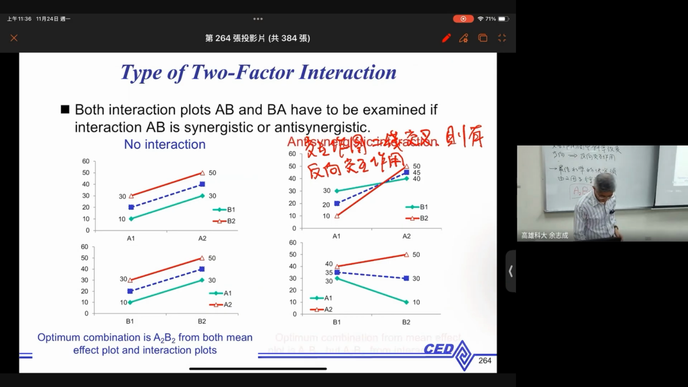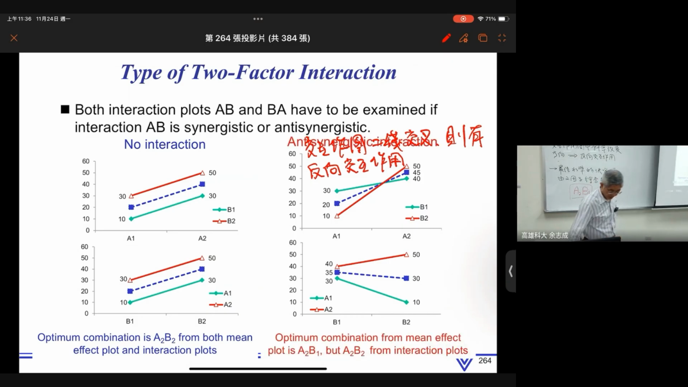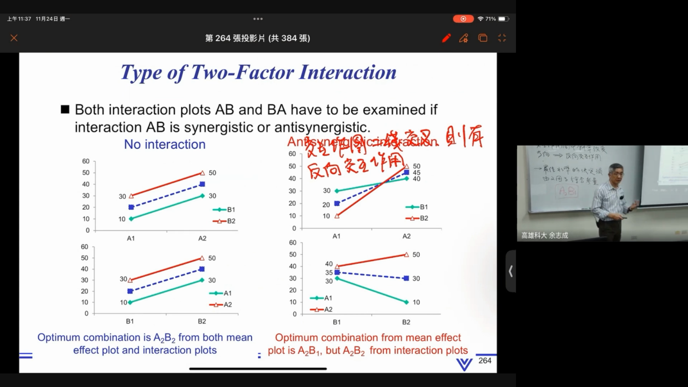Okay. So when they are anti-synergistic, you can see the optimum combination will be different. Just like we said, the optimum from the effect plot will be different from the one from the interaction plot. But if there is no interaction, the optimum combination will remain the same. It doesn't matter whether you choose from the effect plot or from the interaction plot.